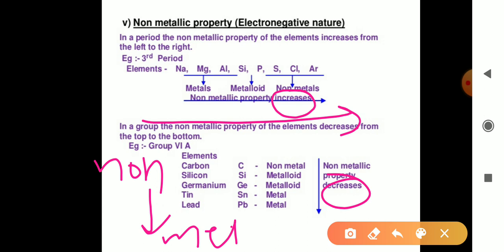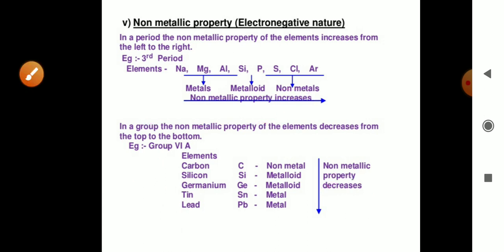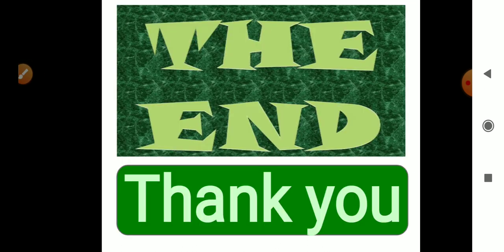We discussed this. So here we complete the second chapter, periodic classification of elements. Thus we completed this chapter. In the next lecture we'll study the next, new topic. Okay, thank you.